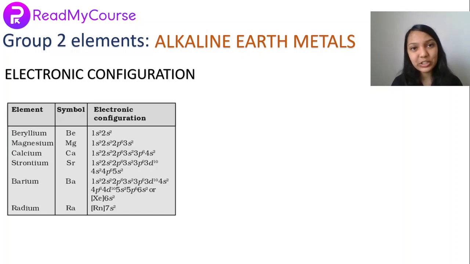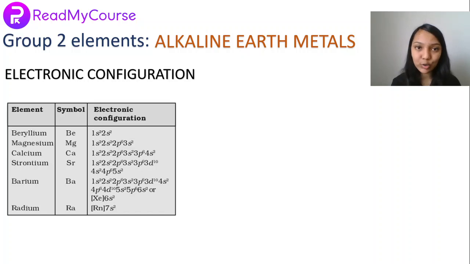Now let us discuss the group 2 elements, that is, the alkaline earth metals. The s block has two groups of elements, alkali metals and alkaline earth metals. We discussed the alkali metals completely. Now we'll focus on the alkaline earth metals. These are beryllium, magnesium, calcium, strontium, barium and radium.